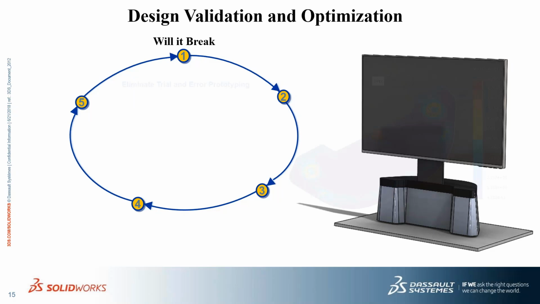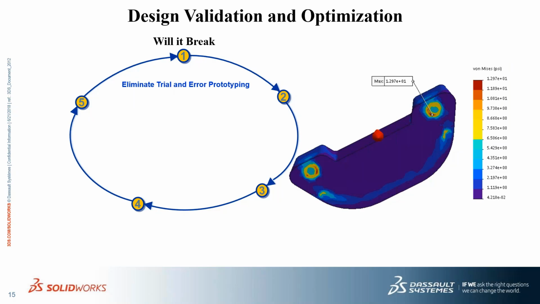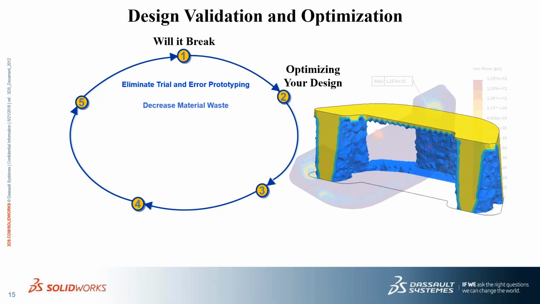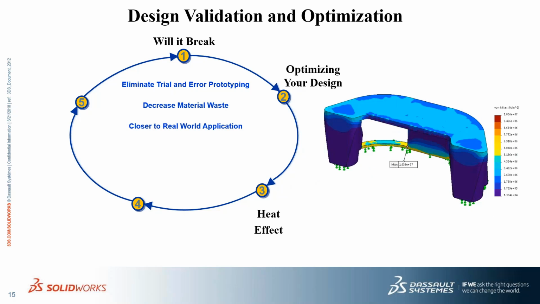So recap kind of what we just went through in Will It Break. We saw how we can eliminate our trial and error prototyping by being able to load up our designs and seeing the results and knowing even before any physical prototype is created where our model and design stands. Optimizing our design, we can decrease our material waste using topology. Allows us to really lightweight our parts, get that nice streamlined design for the end user.